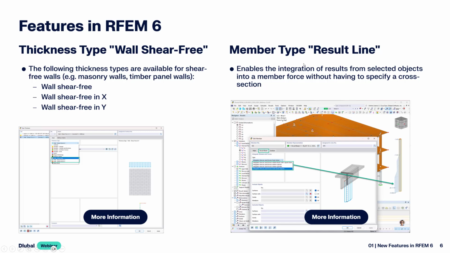Then the new member type result line. It's the same function as for the result members, but you don't need to define a cross section. Only the result line and the area that you select will be integrated. For this area, the results will be integrated in the result line.